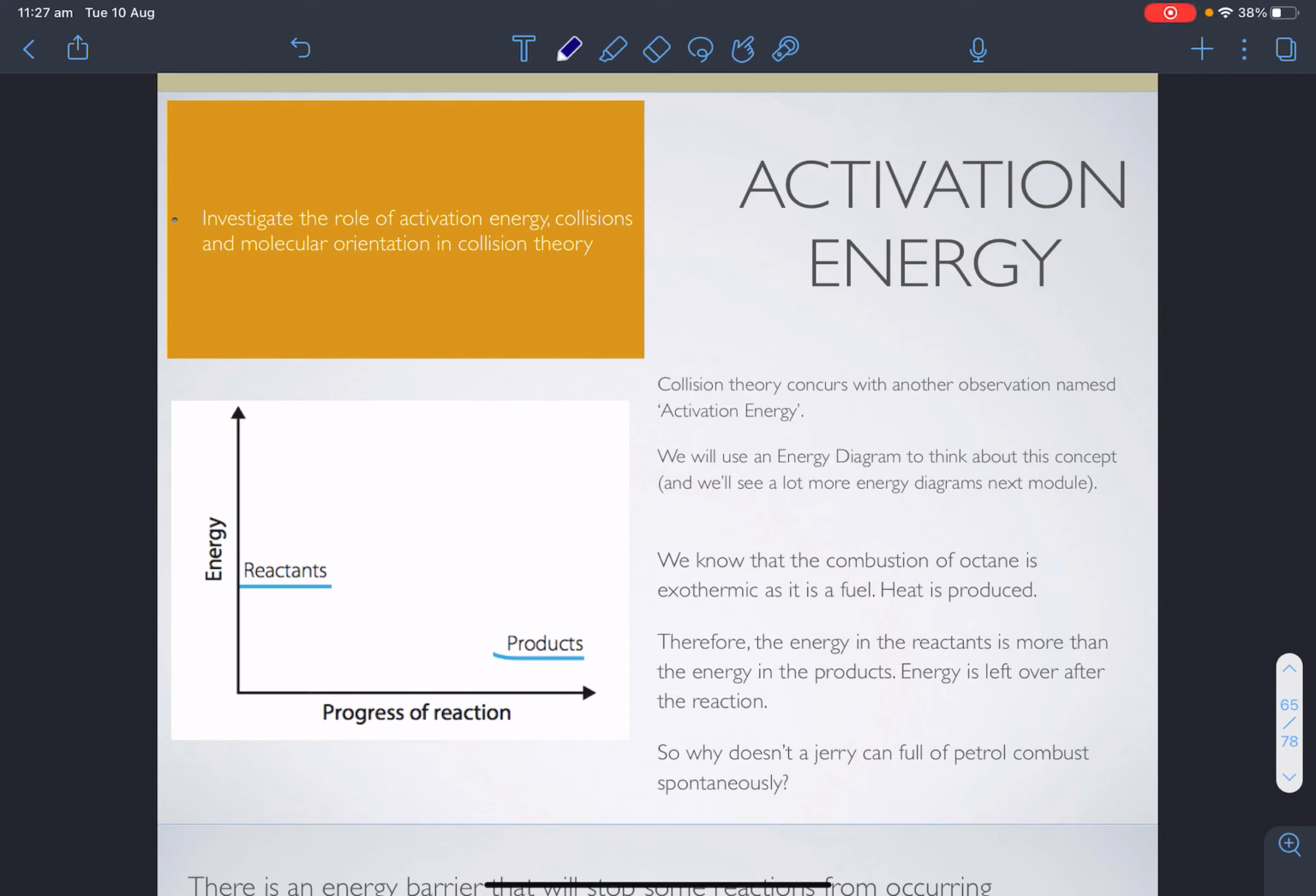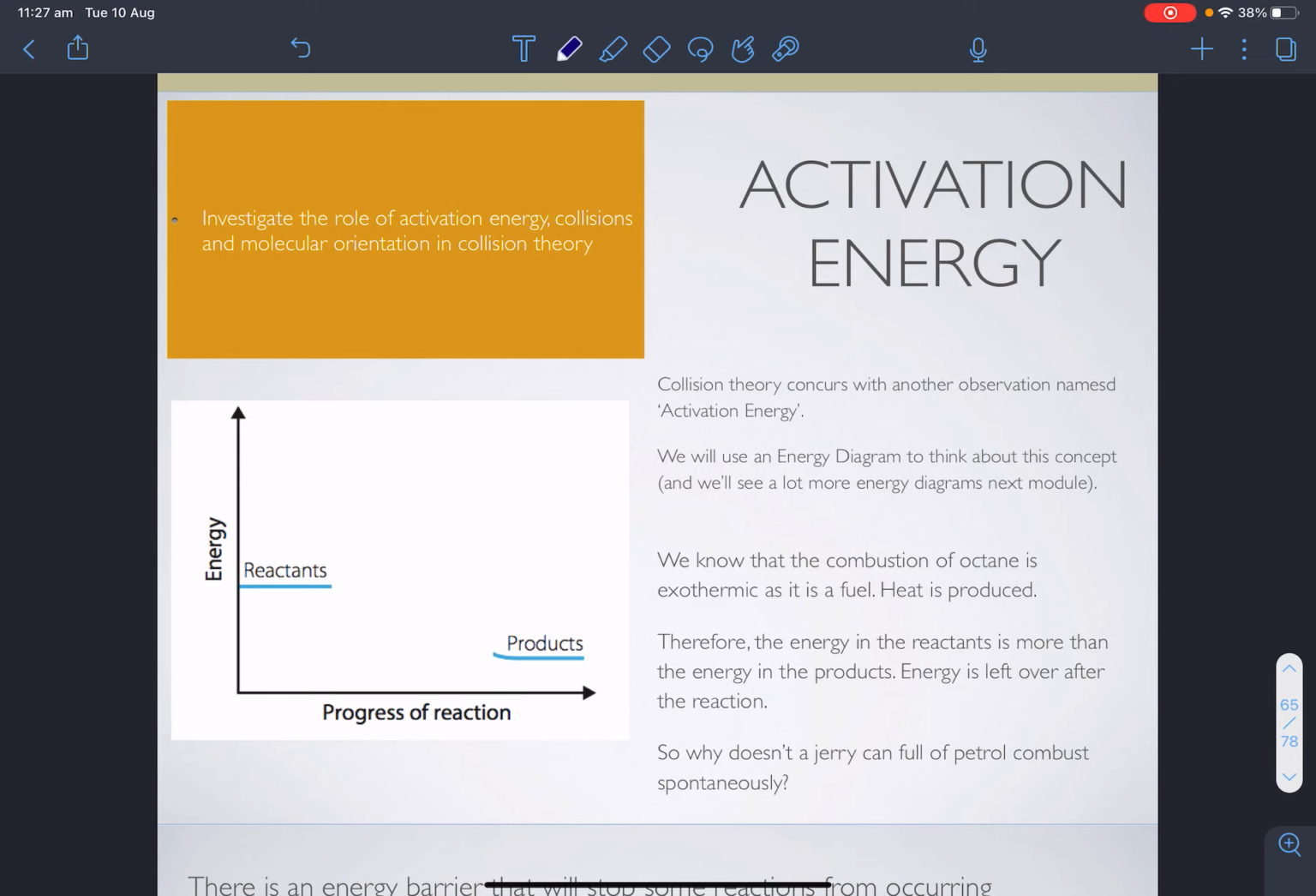Okay guys, let's talk about something that we call activation energy. That's a concept that we're going to explore a lot more in the next module as well. Remember collision theory, which was the theory that reactions occur when molecules collide with enough energy to overcome electron-electron repulsion and in the correct orientation. Just a little revisor there.